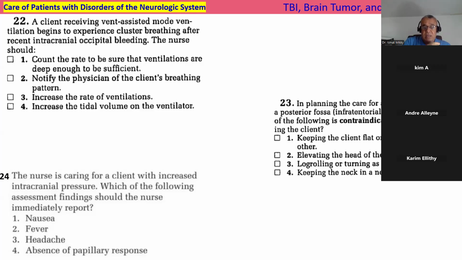Turning like log rolling, or turning as a unit. We know when we can use this, right? An emergency patient with spinal cord injury, so we would avoid further damage to the spinal cord. That's when we do number 3.